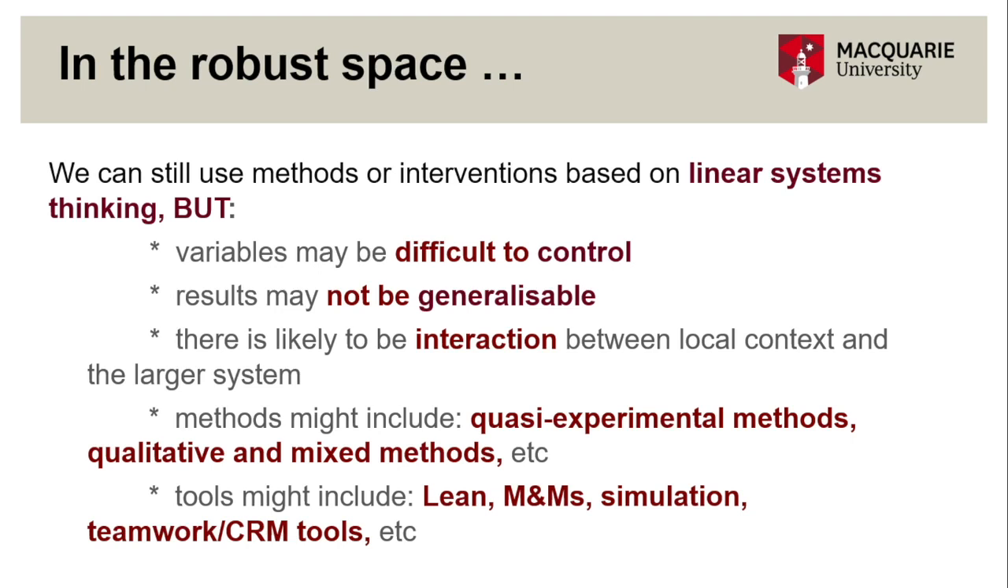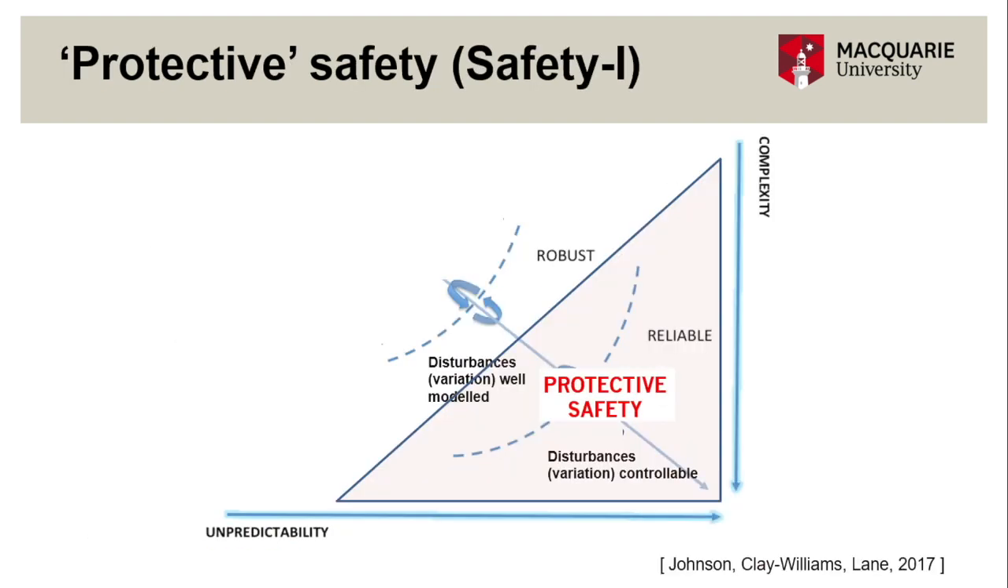So you can't necessarily generalize results. And if you change something somewhere, it's going to affect other parts of the system. You can't just change things and think, well, it's only going to affect this part. The sorts of tools that work there are things like Lean, M&Ms, simulation's really good in that area, and some of the teamwork and crew resource management tools work quite well there as well.